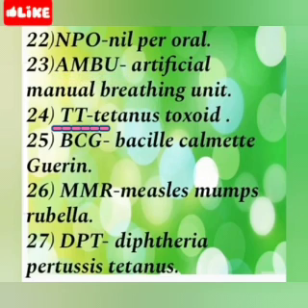Next is TT, which stands for tetanus toxoid. It is a vaccine which is made to prevent people from tetanus. Next is BCG, which stands for Bacillus Calmette-Guerin. It is also a vaccine which is given to prevent the occurrence of TB, that is tuberculosis.